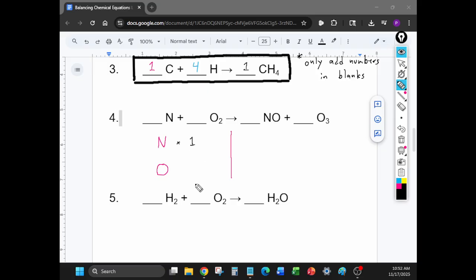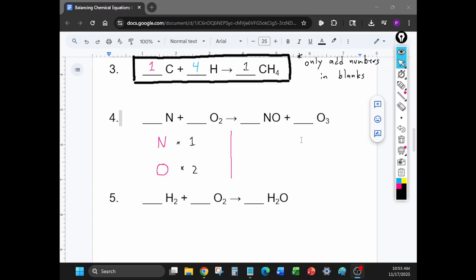How many O's do you see on the left side? 2. There's O, but there's a 2 behind it, so there are 2. So we're going to write times 2. All right, let me give you 30 seconds. I want you to do the same thing for the right side. Write down how many N's and how many O's you have on the right side. Should be pretty easy, so take about 30 seconds. Check with your neighbor, and then we'll go over it.